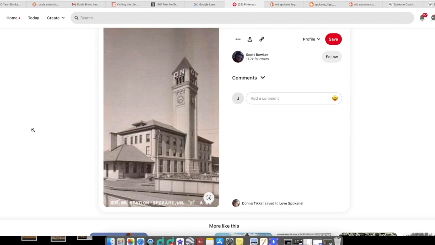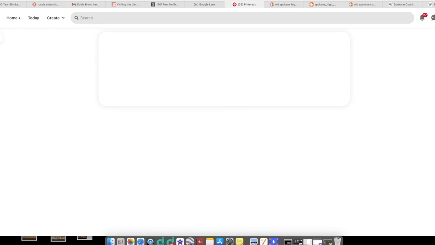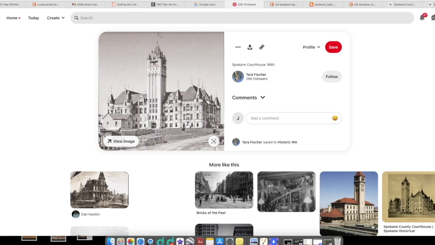Here we can see a station in Spokane. It looks so similar. Station. It actually looks more like a station than a courthouse. What need for this top half in this early horse and buggy time period.